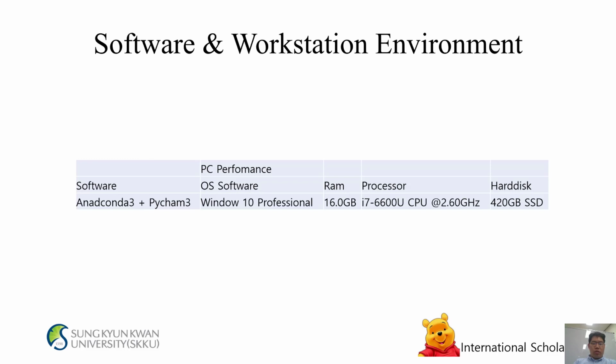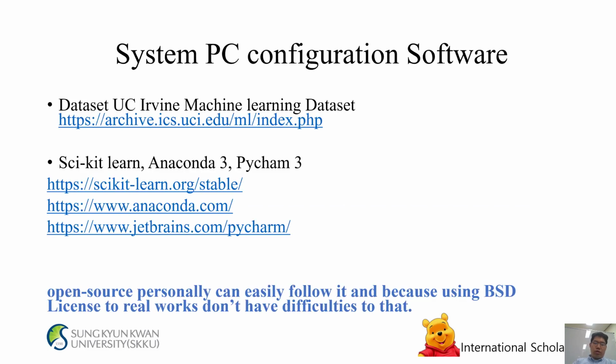Software and workstation environment, PC performance. Software: Anaconda 3 plus PyCharm. Operating system: Windows 10 Professional. RAM 16GB. Processor i7-6600U, CPU 2.60 GHz. Hard disk 420GB SSD. PC configuration and software, dataset used for the machine learning: scikit-learn, Anaconda 3, and PyCharm.